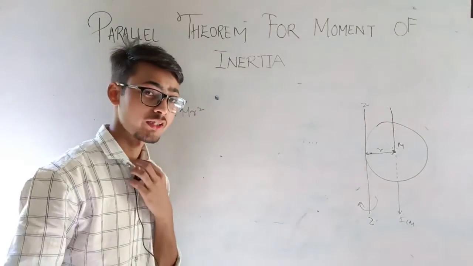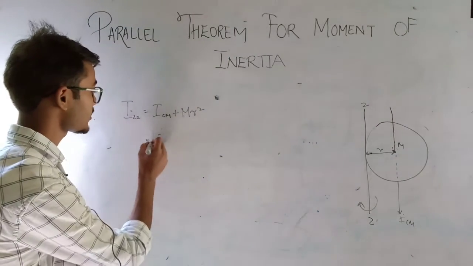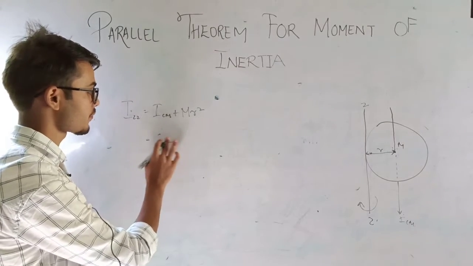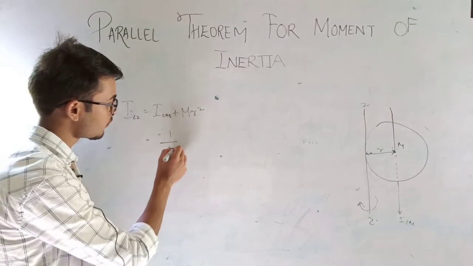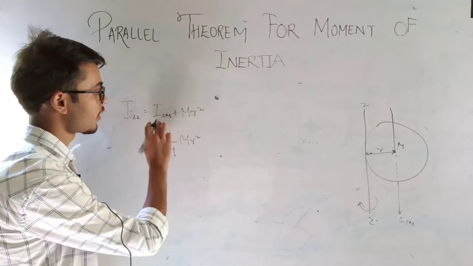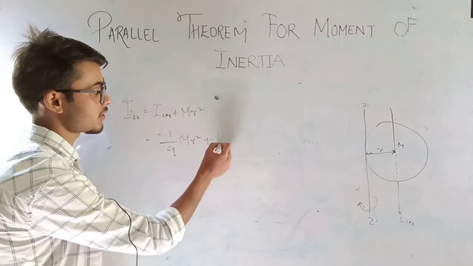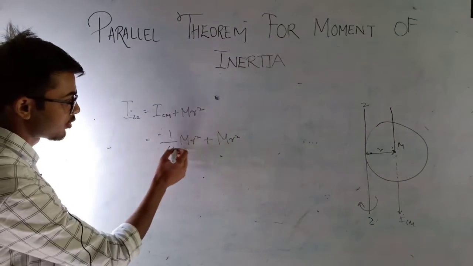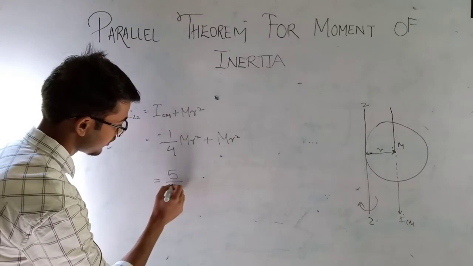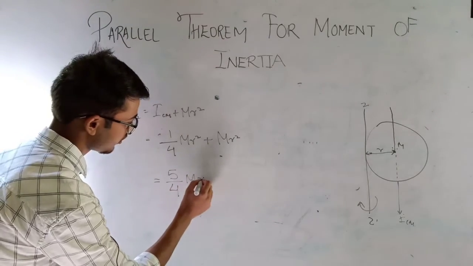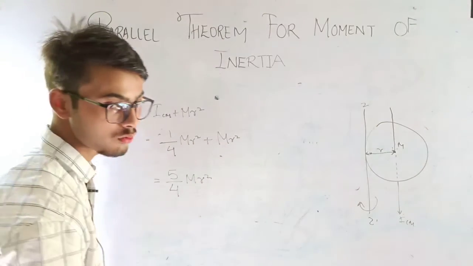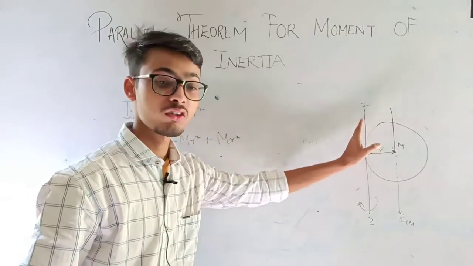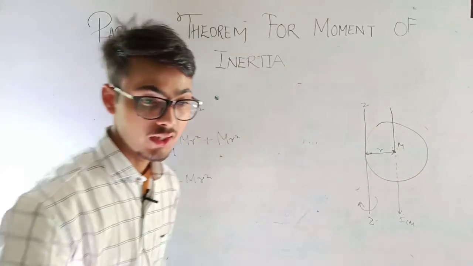Now for the disc we can write I cm as 1 by 4 m r square, plus this m r square as it is. Now it becomes 5 by 4 m r square. This is the moment of inertia of this disc rotating about this ZZ axis.